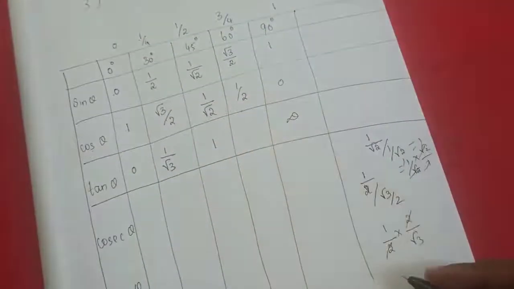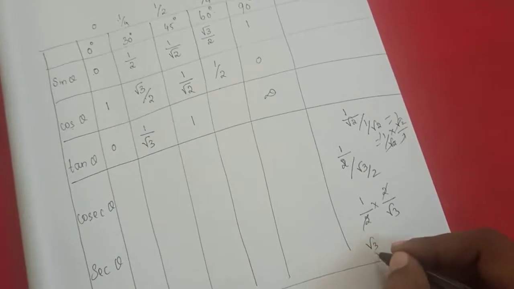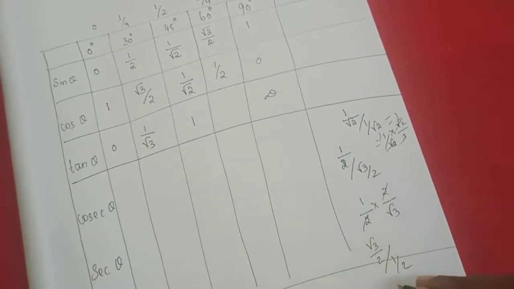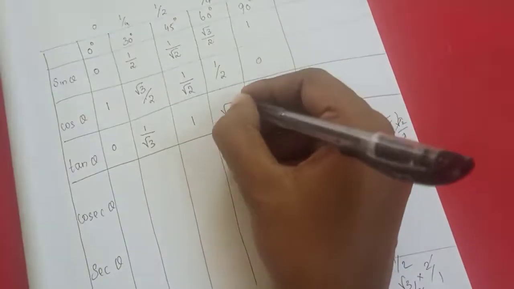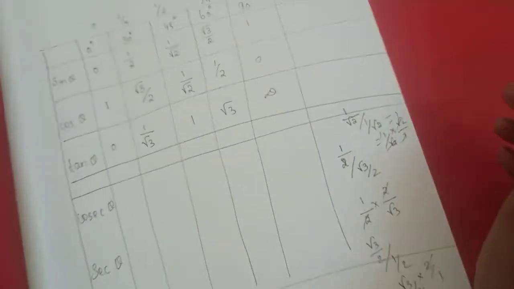Okay, then same as that, this one: root 3 by 2 divided by 1 by 2. So root 3 by 2 into 2 by 1. So the value is root 3. Understand? So these are the 3 fundamental things. If you know all these values, cosecant and all, easily you will write.